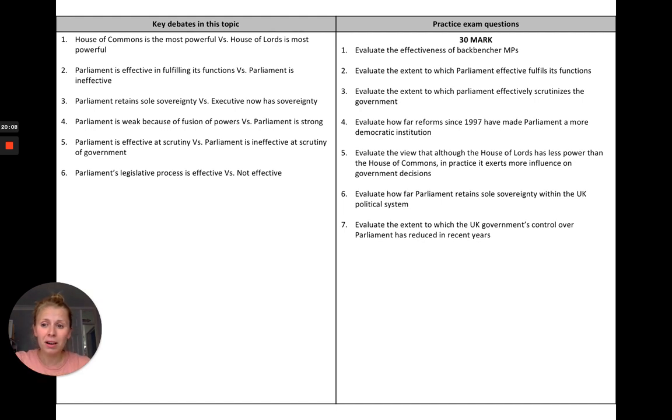So that's how I teach the Parliament part of the spec. I hope that's helpful to you, and I will be making some more videos on the other topics.